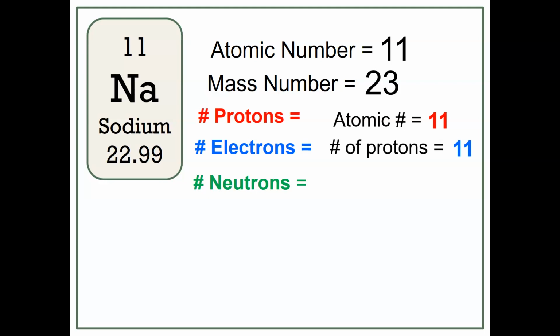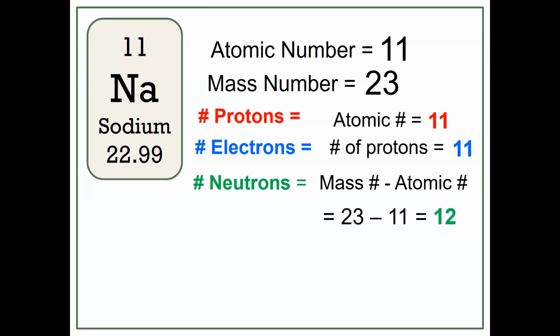To get the neutrons, we're going to have to do some subtraction. We'll do mass number minus atomic number. And remember, because we're counting individual particles, it wouldn't make sense to have a decimal. We're not going to have 0.99 of a particle. So round up to a whole number. 23 minus 11 gives you 12 neutrons.